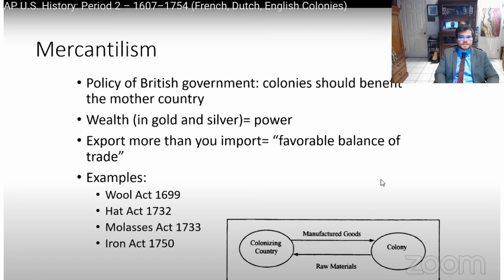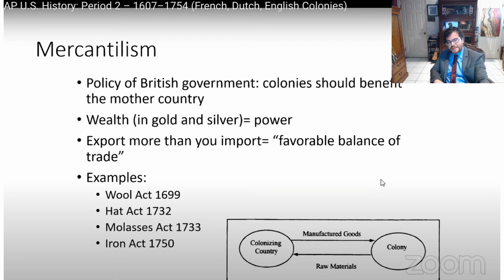They want the colonies to send out a lot of stuff and, oh, I'm sorry. For the mother country, they want to export more than they import. Because if you're exporting more, that means you're making more money. If you're importing more, that means you're wasting money, right? If you make more stuff, it's good. If you buy more stuff, it's not good. So, mercantilist policies, Wool Act, Hat Act, Molasses Act, Iron Act. These are just taxes, guys. All these crazy taxes to make money for the mother country.